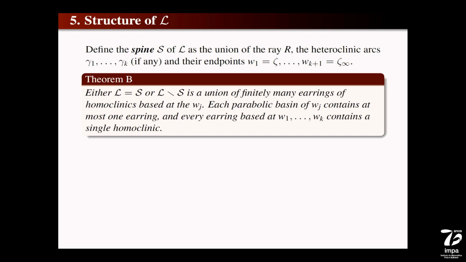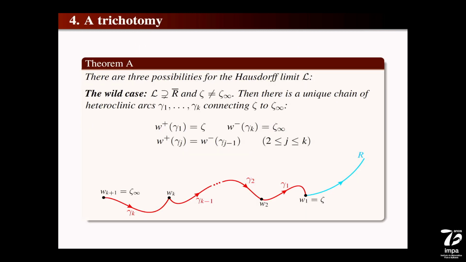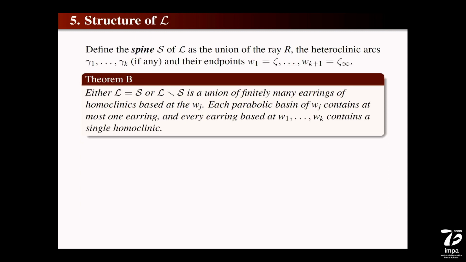Now, let's call this the union of the ray R in blue here, the union of that ray R with the chain of heteroclinics and their endpoints. Let's call that the spine of L. And this is something uniquely defined. It's canonical. You can't find two different chains like that. So that's what I call the spine S. Now, if there are no heteroclinics, like in the tame case or in the semi-wild case, then the spine is just one point. So it degenerates to a point.